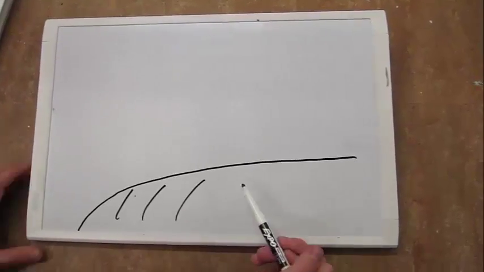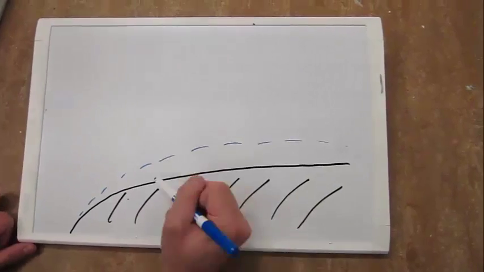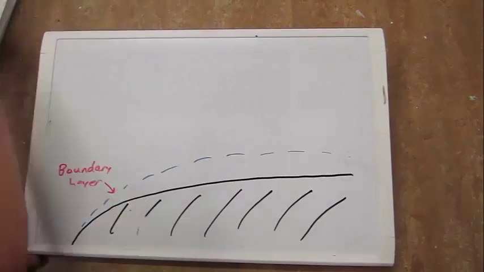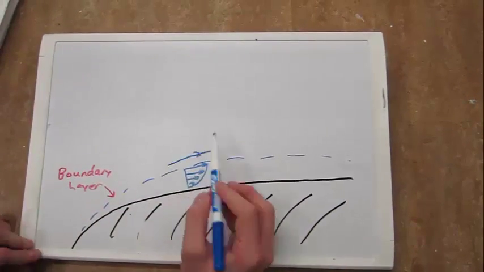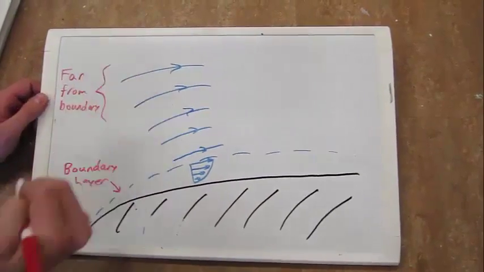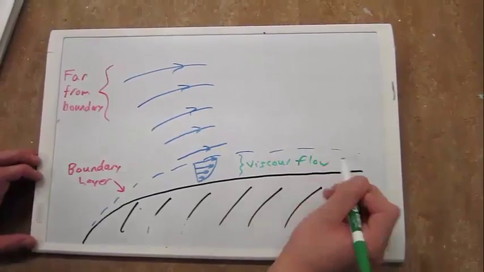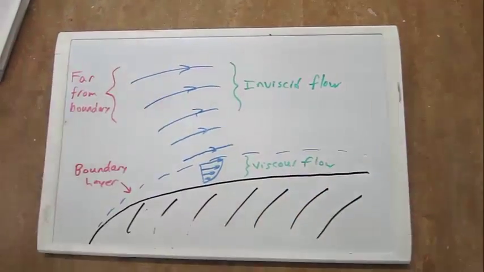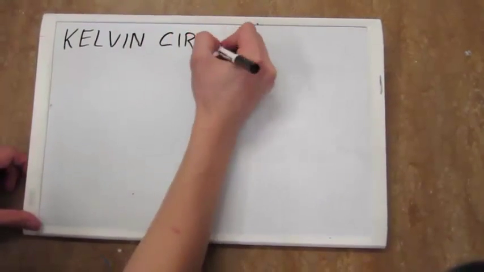To answer this question, let's take a look at fluid far from a boundary. Near a solid object, we have seen that a boundary layer forms. Far from the boundary, the flow is uniform. Near the boundary, viscous forces dominate, but far away, we can assume that the fluid is inviscid, meaning that viscous forces are negligible. Now, let's consider something called the Kelvin circulation theorem.